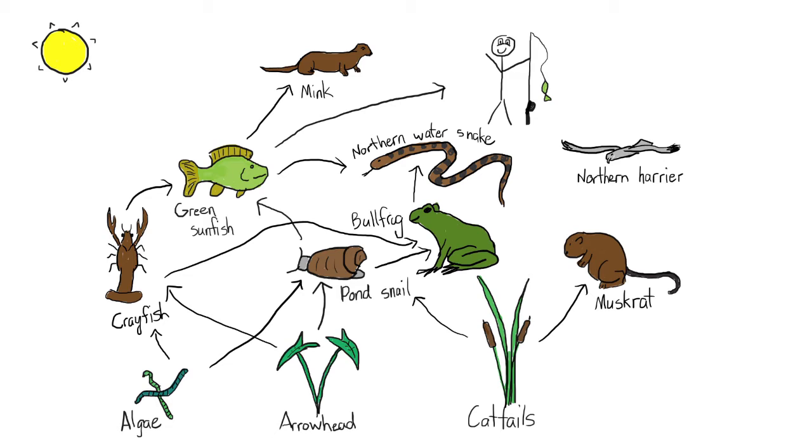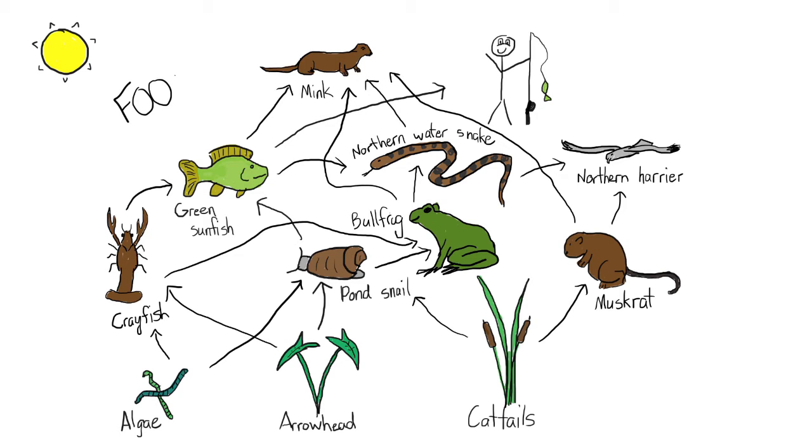Moving up in the food chain a little bit, we have our big name predators, such as the northern harrier, which eats the snake and the muskrat, and the mink, which eats just about everything on this food web. So now you see why we call it a food web. There are just lines all over the place showing who eats whom. You can imagine how if you changed just one of these components of this food web, it would affect other parts of the food web.